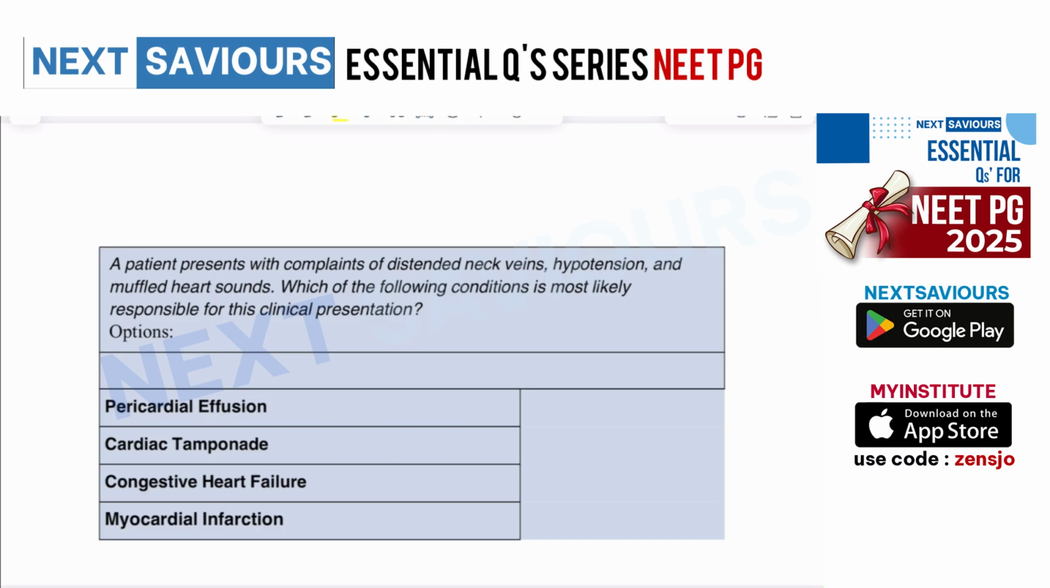The question is from practice paper 2, question number 8. The patient presents with a complaint of distended neck veins, hypotension, and muffled heart sounds. Which of the following conditions is most likely responsible for this clinical presentation?